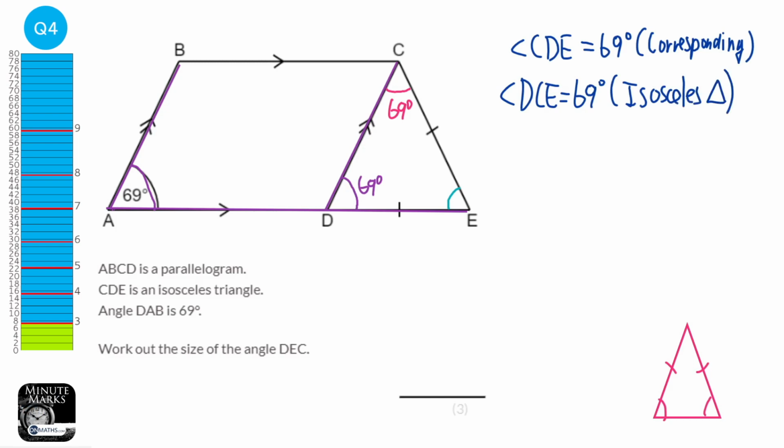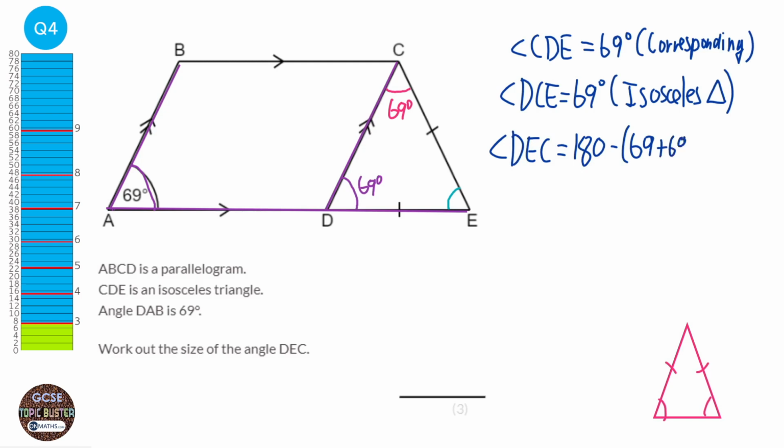And finally, we can work out what CED is by taking those away from 180. So angle CED, or actually I should keep it as it says in the question, DEC, is equal to 180 take away the 69 plus 69. And the reason for that is angles in a triangle equal 180 degrees.